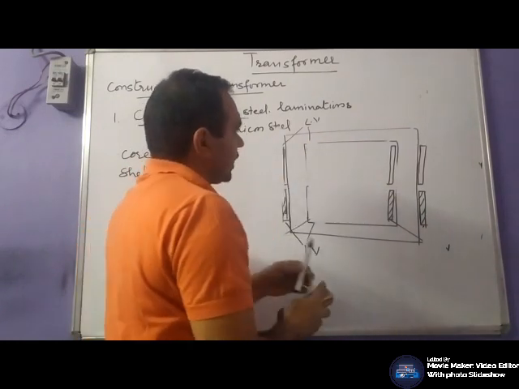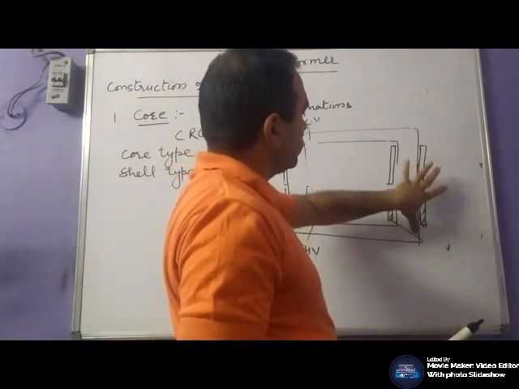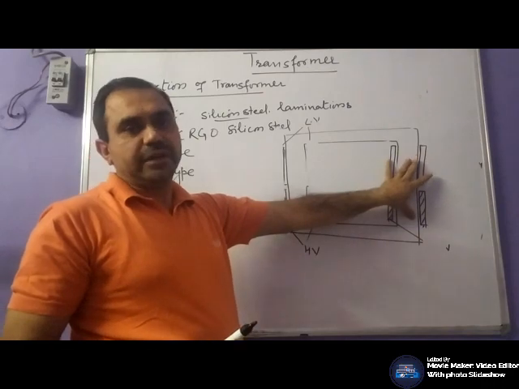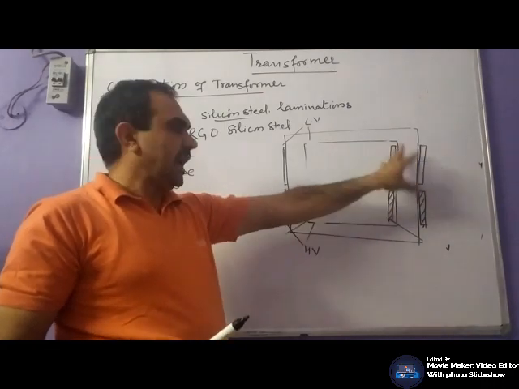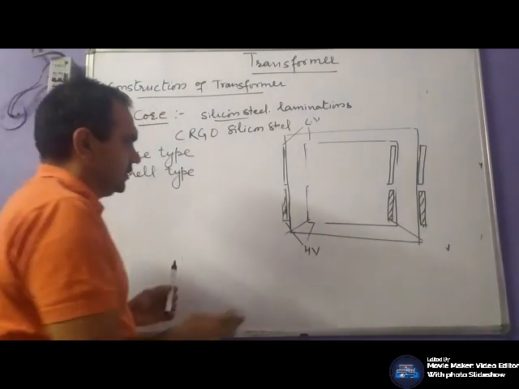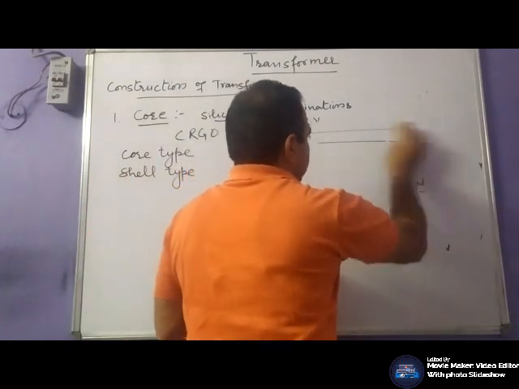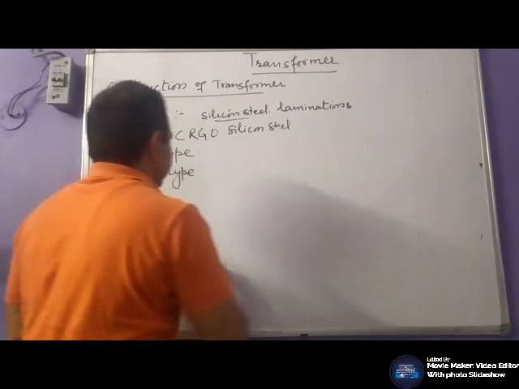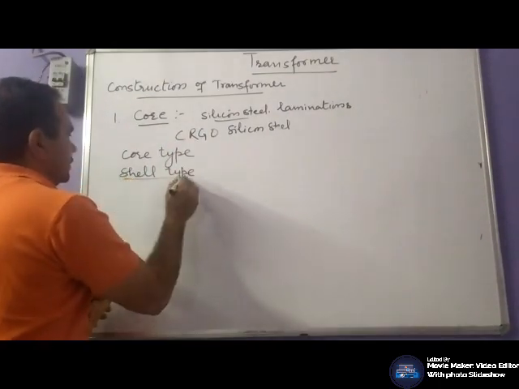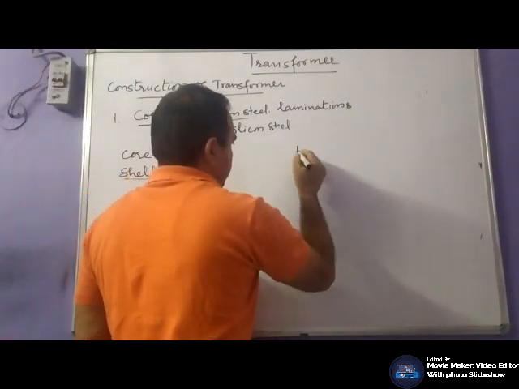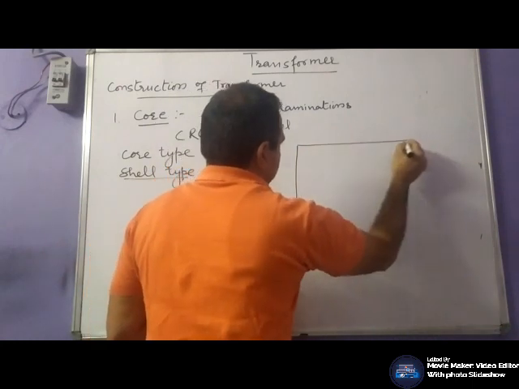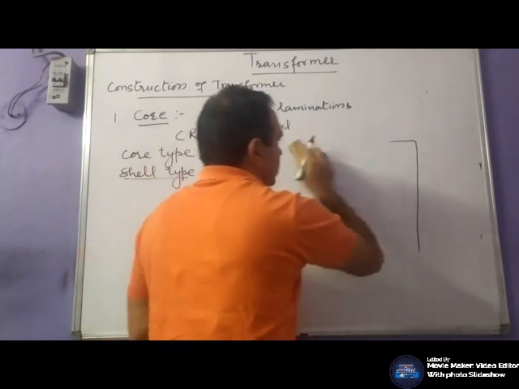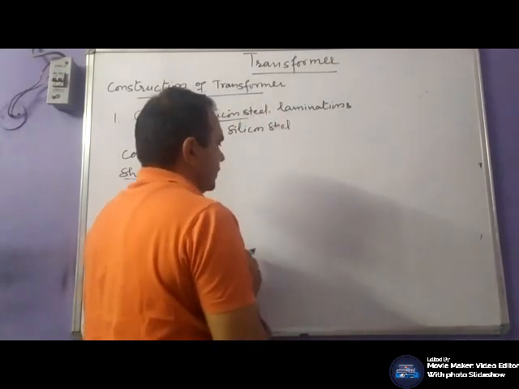Means in core type transformer, most of the portion of the core is surrounded by winding. And another transformer is the shell type transformer. This configuration is generally used in single phase application.